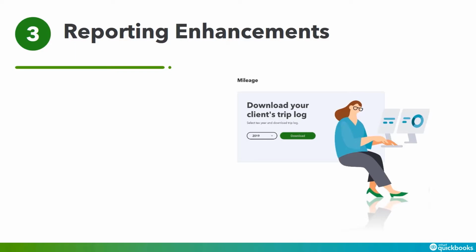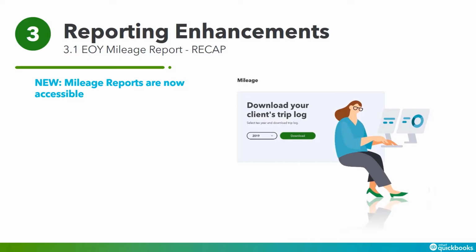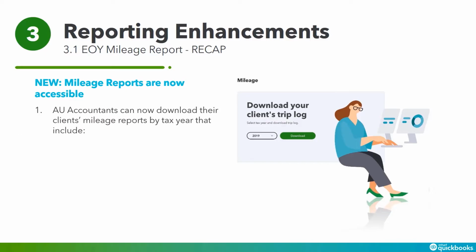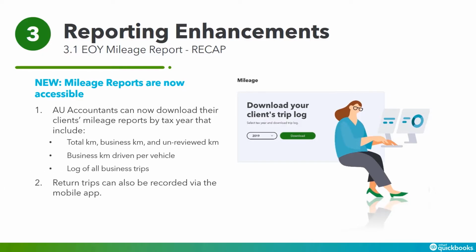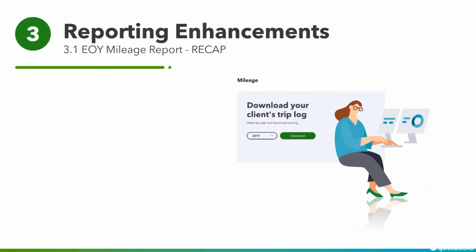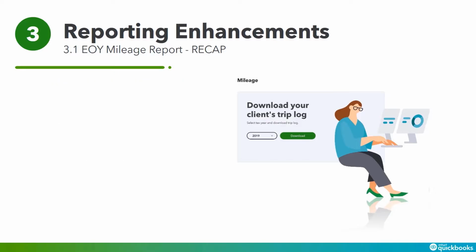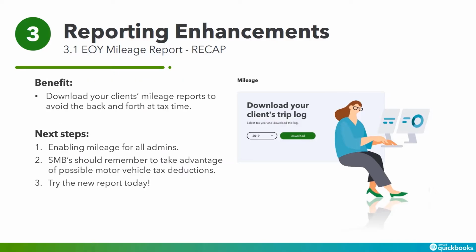That's a great tip for accountants to know. Just to recap, you can now record mileage and return trips on the mobile app. As mentioned earlier, clients now have the option to record a round trip as well. We encourage advisors to work with their clients to maximize the possible end-of-year tax deductions using this feature. As far as next steps, we recommend enabling mileage to take advantage of possible tax deductions. Try the new report today.